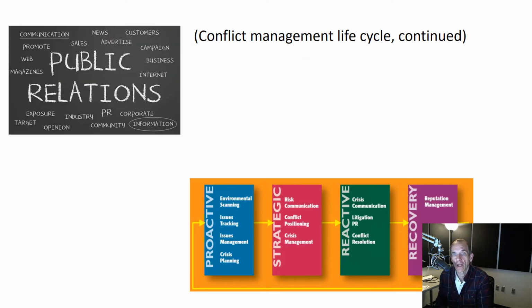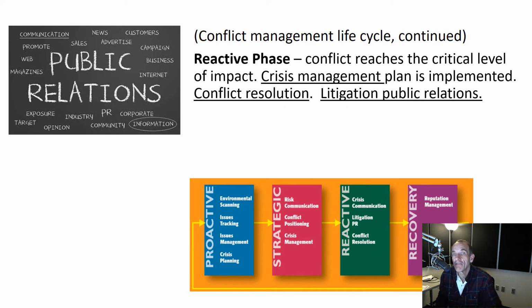And then continuing the conflict management life cycle, the reactive phase is where the conflict reaches a critical level of impact, and we are very much engaged in it. It's front and center, and perhaps there is publicity about it. The crisis management plan here is implemented. We hope for conflict resolution. We hope that the problem can be resolved, and perhaps to our mutual benefit with the people who are outside of the organization. But it's possible that we might lead to litigation, might lead to a court case, a lawsuit.